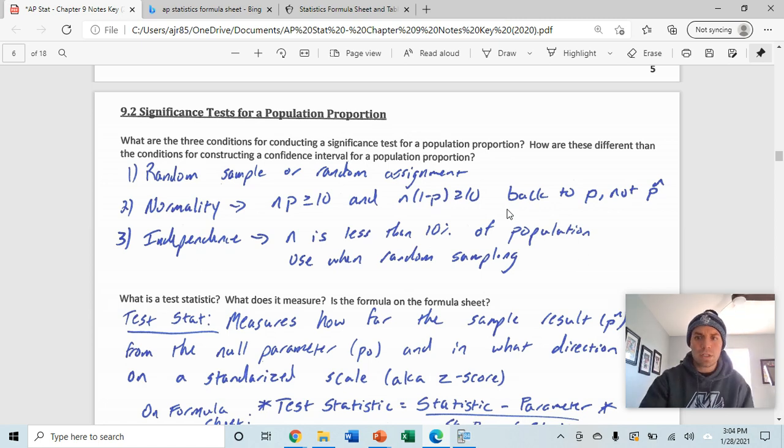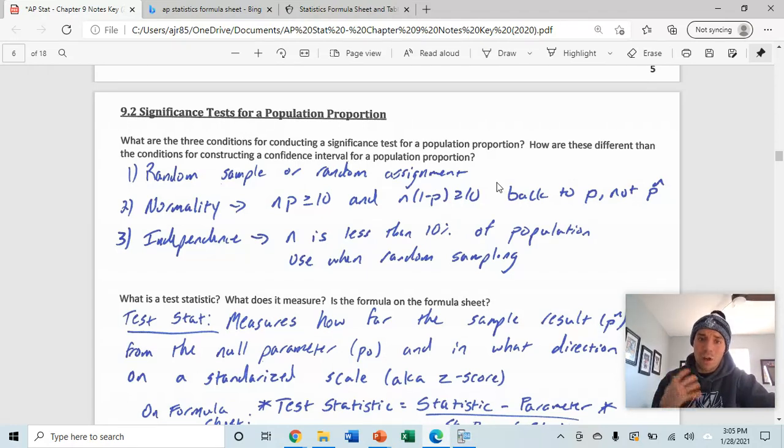So we're going to continue our discussion in chapter 9, which deals with significance testing. We're actually going to discuss creating and running the significance test, first focusing on a significance test for a proportion. So you'll notice there's a lot of similarities and overlap between what we're doing now and what we did in the last chapter.